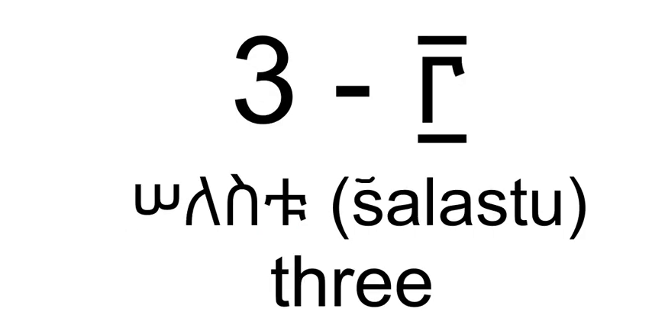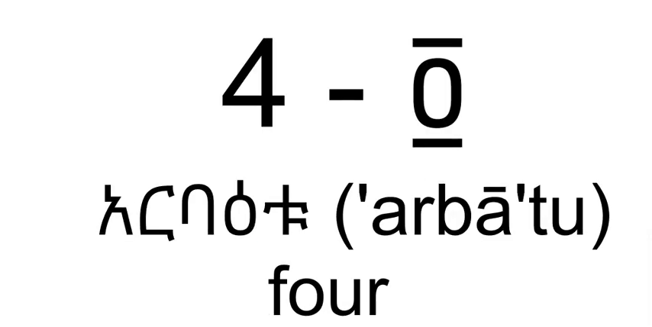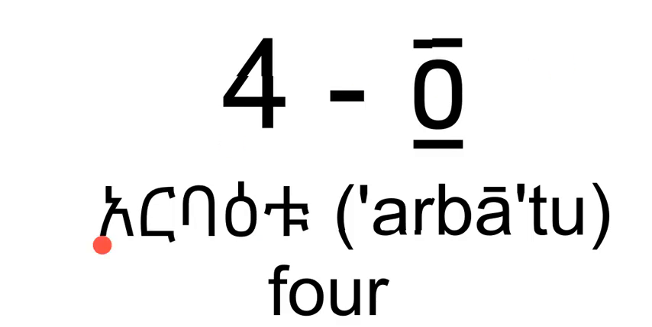This character means 3. It is read as Salastu. This is how you write 4 in GES. Here is how you say it. Arba'atu.